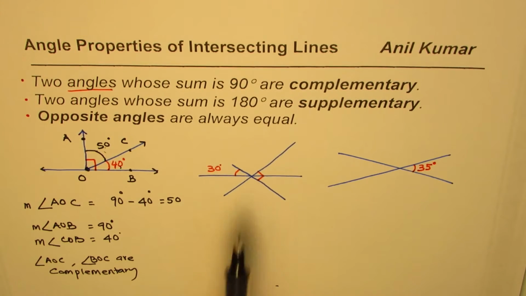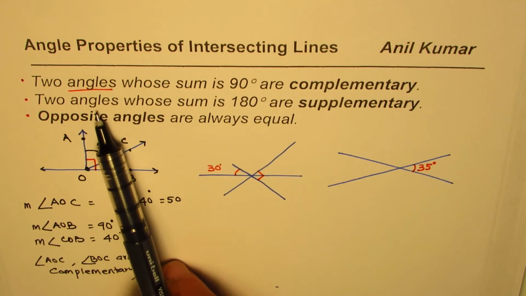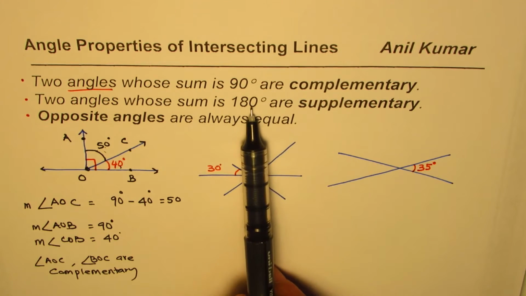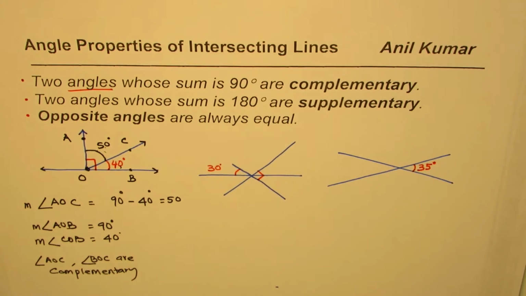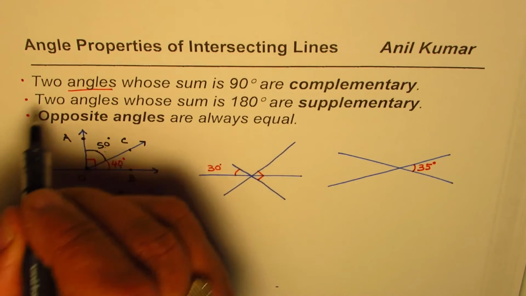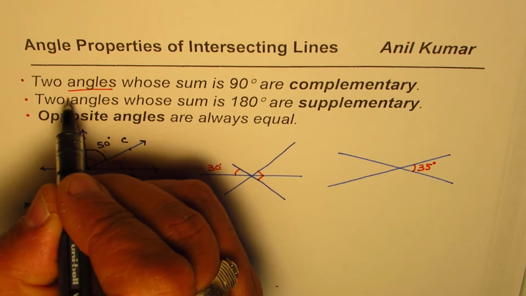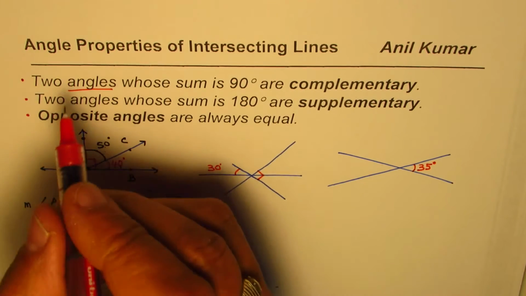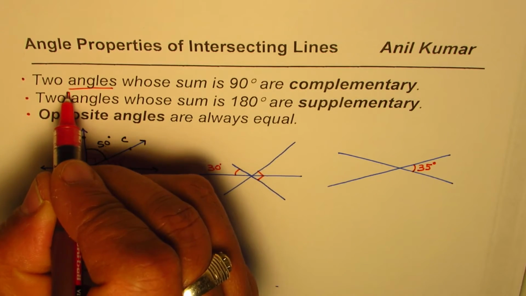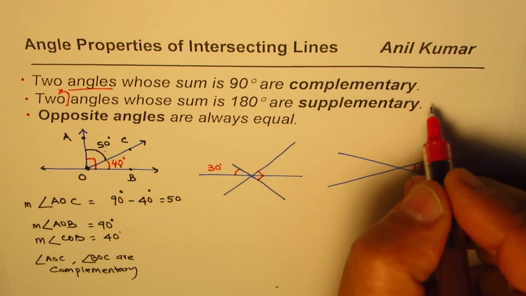Let's get back to the next one, which is two angles whose sum is 180 degrees are supplementary. Okay. So it could be two or three also, or more. Two or more. Let me correct it. It could be more, right? So two, let me write, or more.